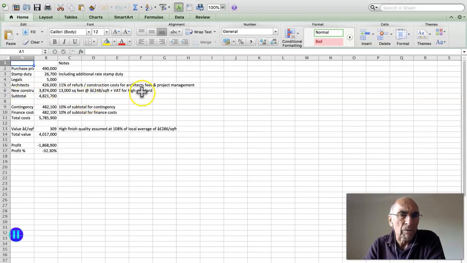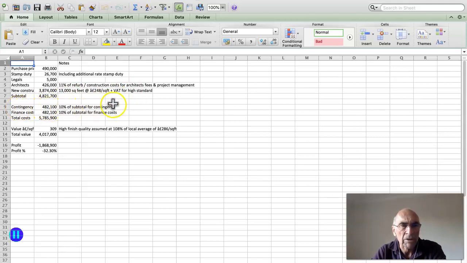The construction costs we've taken as being £248 a square foot, which is the equivalent to constructing new build on a vacant site. But we've assumed it would be high standard finishes. And so when you add up all the costs of purchase price, stamp duty, legals, architectural fees, and new construction, it comes to 4.82 million. So we take a 10% contingency because there's a lot of unknowns in this listed building, and we would not want to go in with too tight an offer on this.